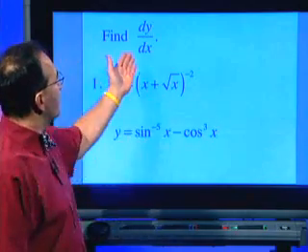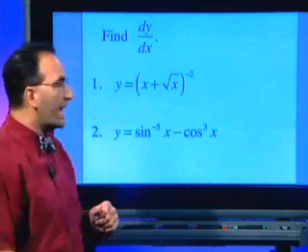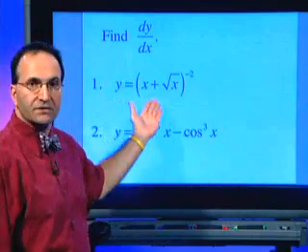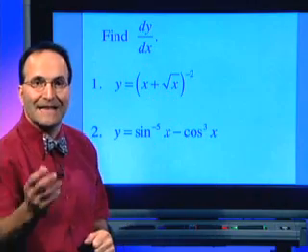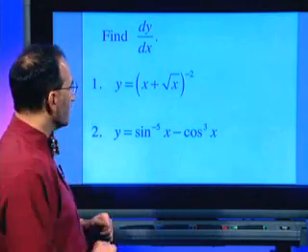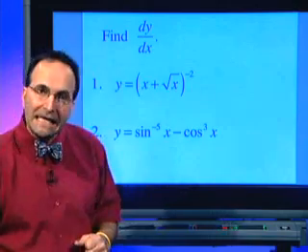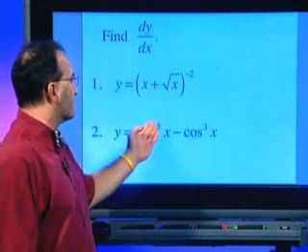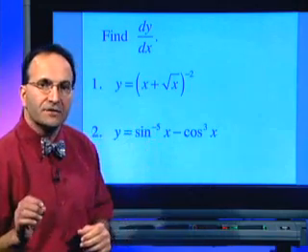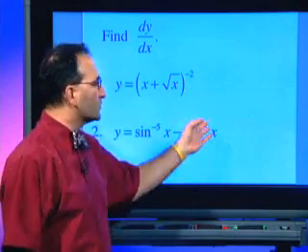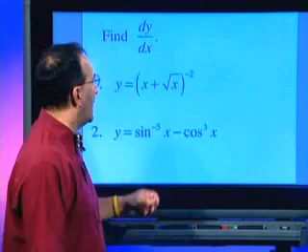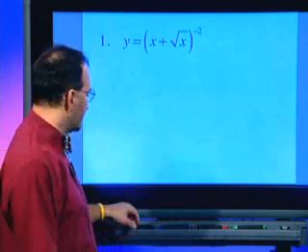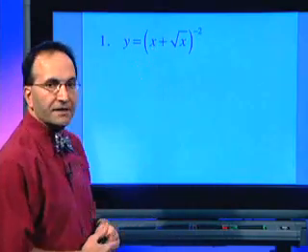So let's say we want to find dy/dx, and we have y equals (x plus the square root of x), quantity raised to the -2. We also have y equals sine raised to the -5 of x minus cosine cubed of x. Let's take these one at a time, and first we'll find the derivative of this.